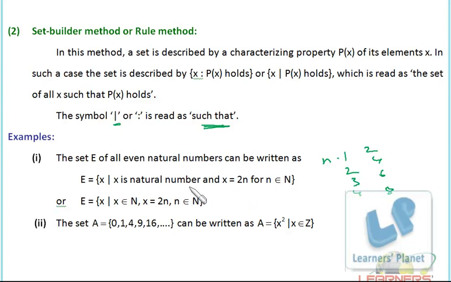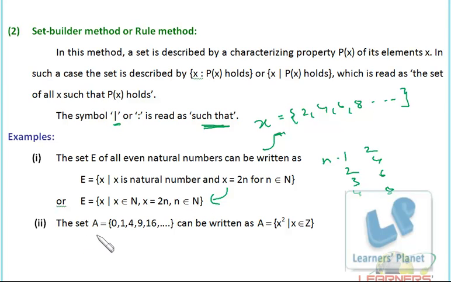Right? So x is a natural number and x is equal to 2n. So if we wish to describe x, what will it be? 2, 4, 6, 8, and so on, right? So this is how we presented x in Roster method, and this is the way we present this set in set builder method. Okay, so you can present it like this, or you can present it like this. x such that x belongs to N, and x is equal to 2n, where n belongs to N, right? This n is an element of natural numbers.